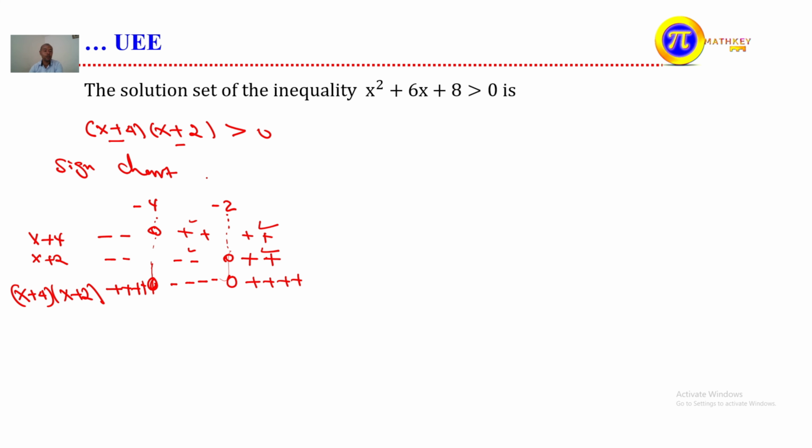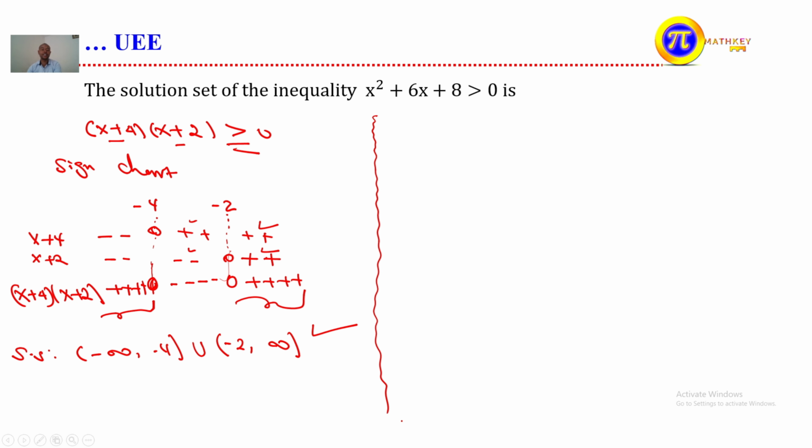What we want to find is the region which is greater than 0. If it is greater than 0, the region must be positive. This one as well as this positive region. So the solution set for this one is negative infinity to negative 4, union, negative 2 to positive infinity. So we can solve in such a way. We call this the sign chart.